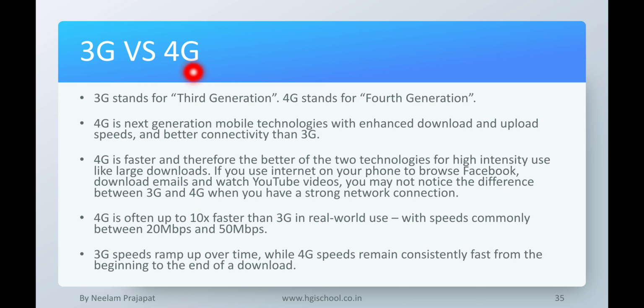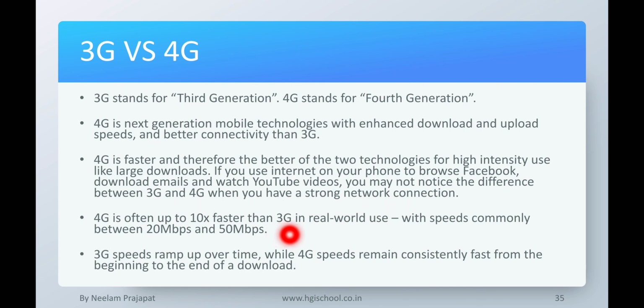Now 3G versus 4G. 3G stands for third generation, 4G stands for fourth generation. 4G is the next generation mobile technology with enhanced download and upload speed and better connectivity than 3G. 4G is faster, and that is why it is the better of the two technologies for high intensity use like large downloads. If we use the internet on our phones to browse Facebook, download emails and watch YouTube videos, we may not notice the difference between 3G and 4G when we have a strong network connection.